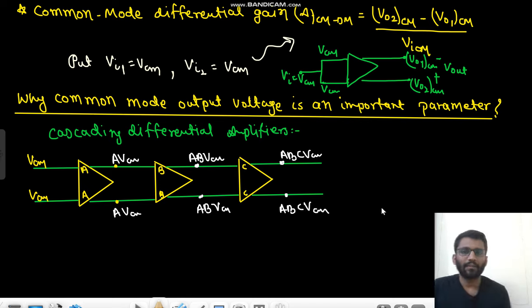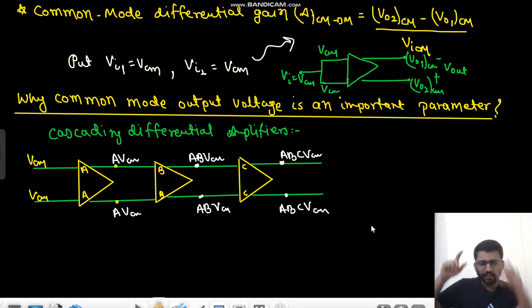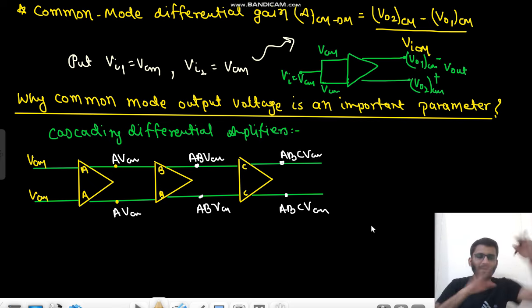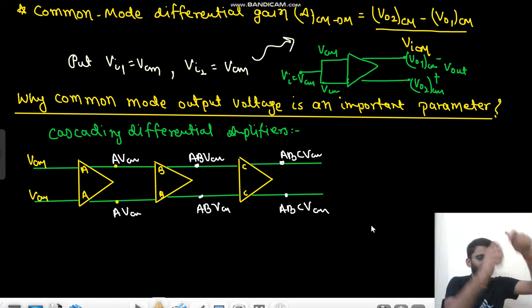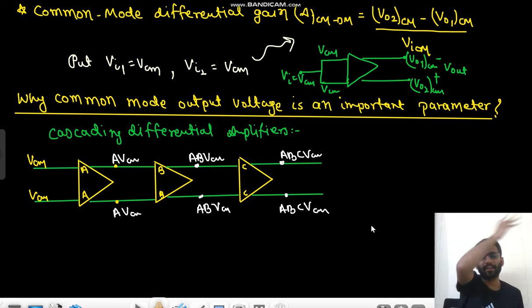So basically what we are doing here is that we are not collecting the differential output. We are taking the double-ended output and giving it to the next amplifier. In the first stage itself, we didn't calculate the differential output. We took the output and gave it to the next, then again took the output and gave it to the next. So here what you see is that the common mode gain applies and the noise is getting amplified, amplified and amplified.